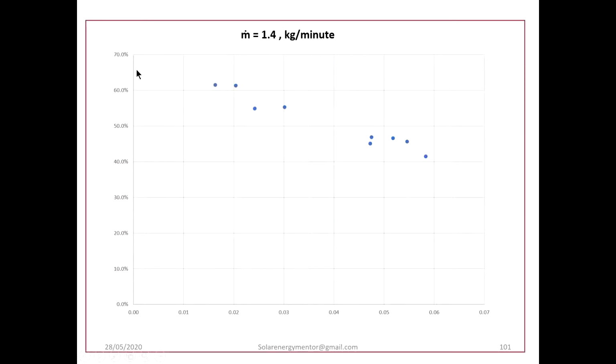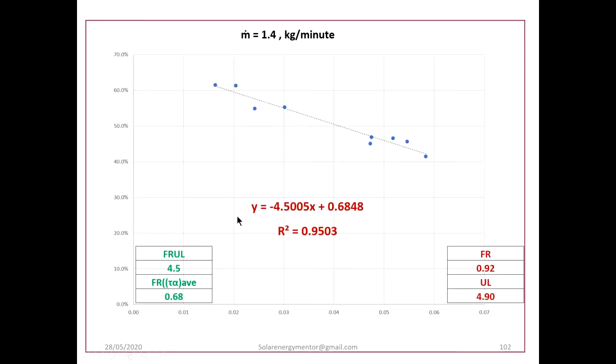So if we plot efficiency on y-axis and again the same x parameter here, the fit obtained is like this. In that case, y is equal to mx plus c. So m, the slope, is 4.5. So FRUL value is 4.5 and then FR tau alpha average is 0.68. From that we can calculate the value of FR to be 0.92 and then UL value to be 4.9.